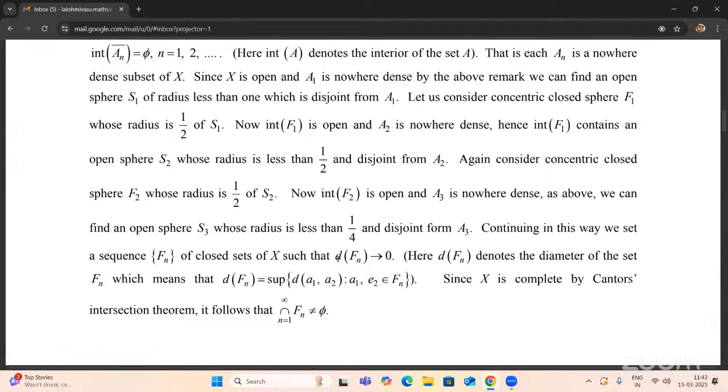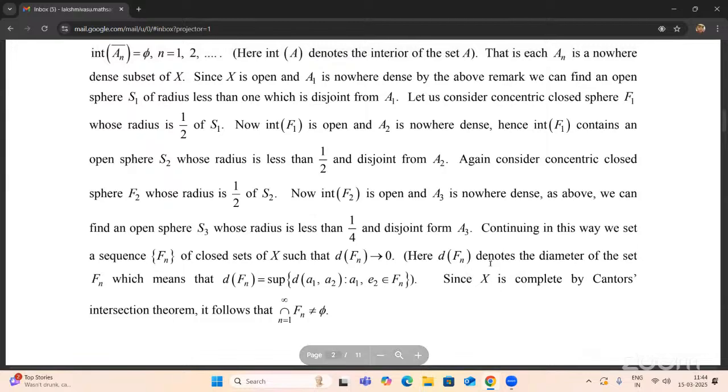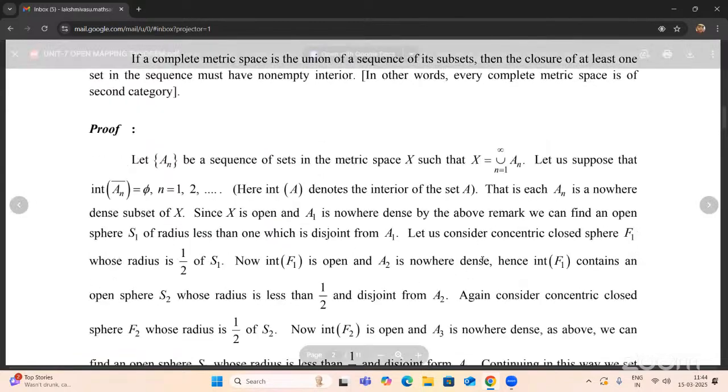Here d means the diameter of Fn. The diameter of the set Fn converging to 0 means we take the supremum of the distances between the points of the sequence, in between A1 and A2. So capital X is complete because the Cauchy sequence converges to a point. Given the arbitrary set, capital X is complete because here, what is X?